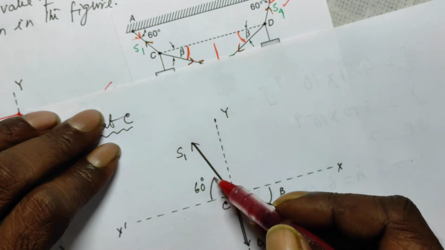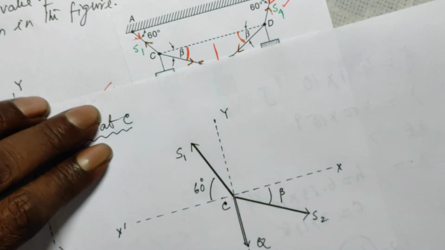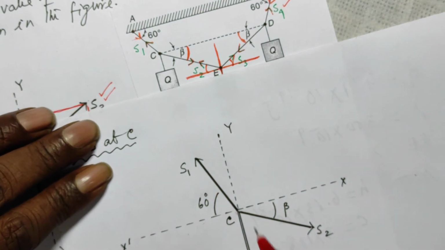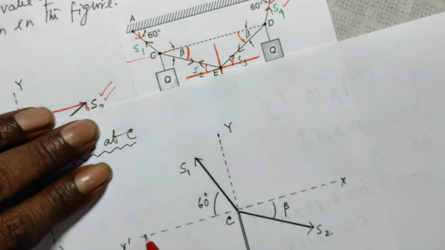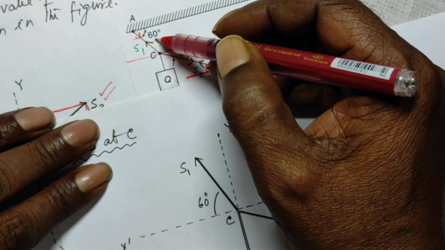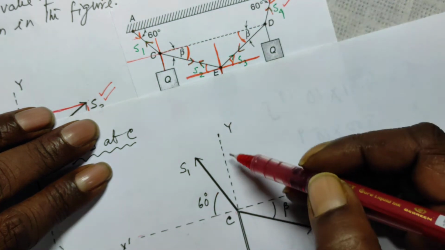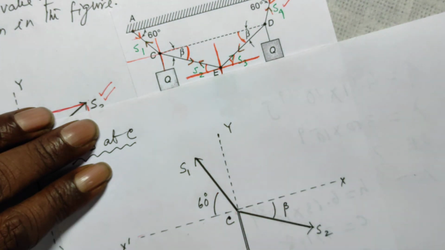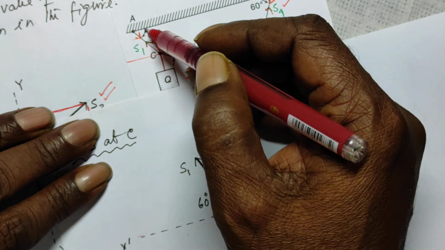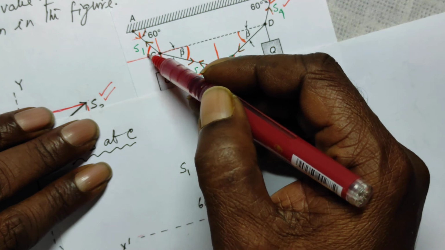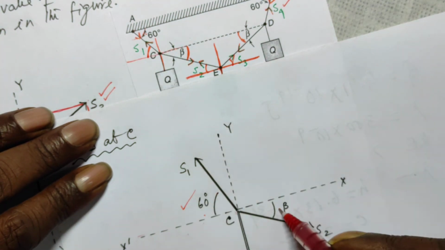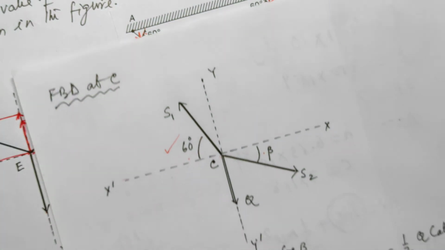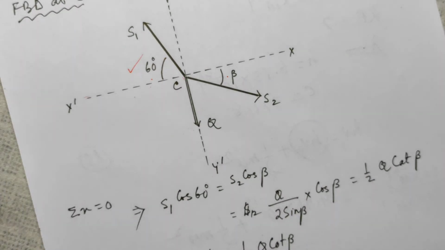Now the question is how this angle is 60 degree. This angle is 60 degree, right? Now this dotted line, if I extend, is the same as this dotted line, that is the x-axis. And this line is your y-axis that I have shown here. So this is 60, so this angle is alternate to this 60, so this is also 60 degree. And this beta is known.